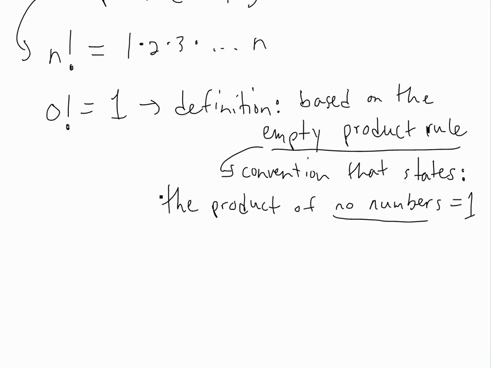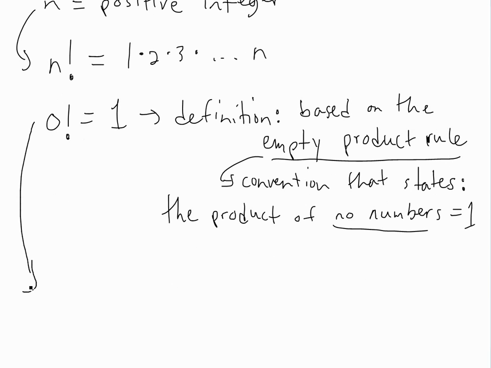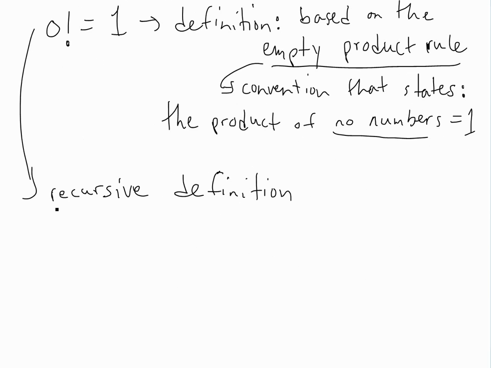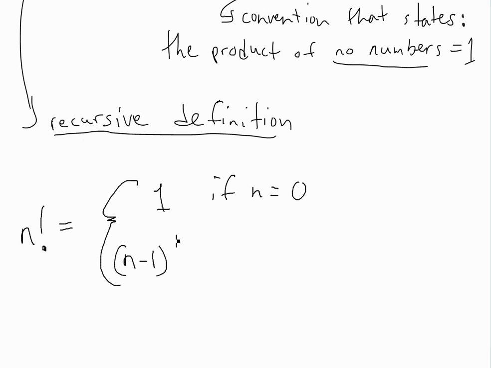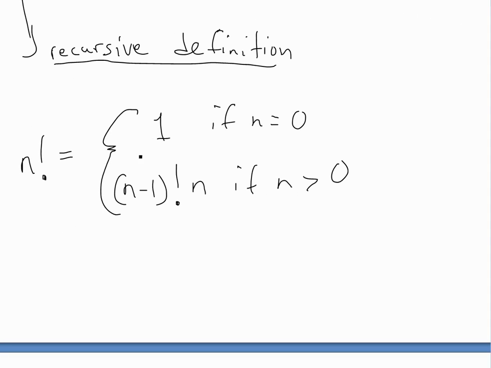So this is the definition. You could also write this as a recursive definition, which basically reiterates itself, so you could write this all in one function. n factorial is equal to 1 if n is 0, and equal to (n minus 1) factorial times n if n is greater than 0. As you can see, it just reiterates itself. This is what is meant by recursive. It keeps going back into the same function.